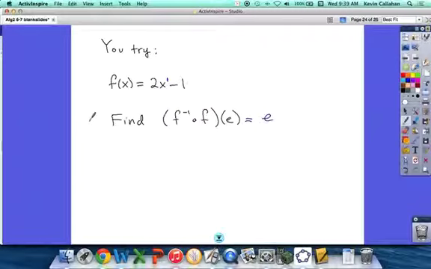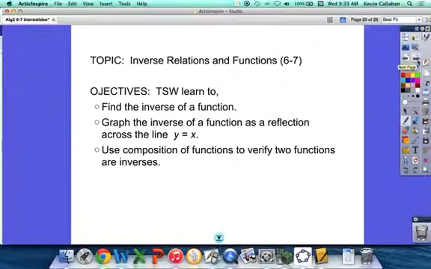Okay, so that is a long one, but you see, find the inverse of a function. Graph the inverse of a function as a reflection across the line y equals x. Okay, like I said, that's kind of an important thing.